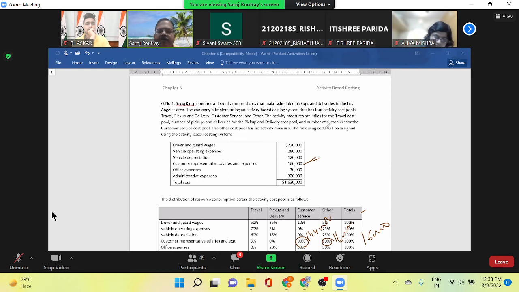We will allocate all these expenses to do these 4 activities, and it's not that easy. You need a lot of observation, right? You have to talk to people, you have to talk to the manager, you have to talk to the driver, and you have to find out an average standard.